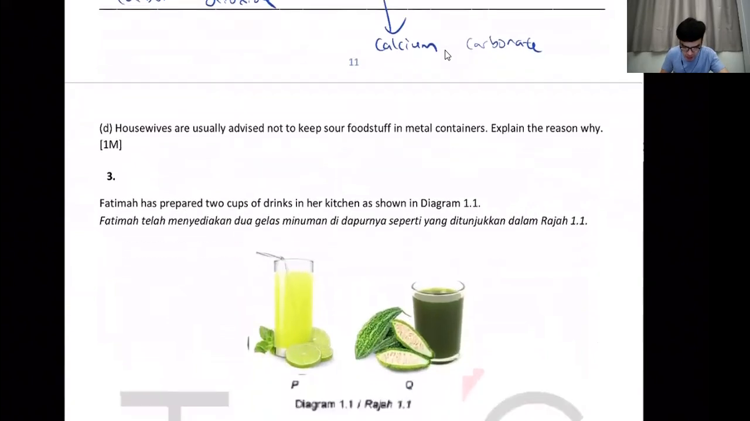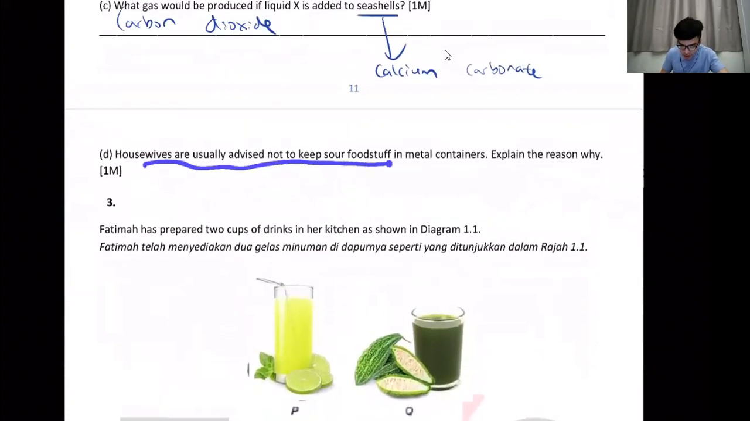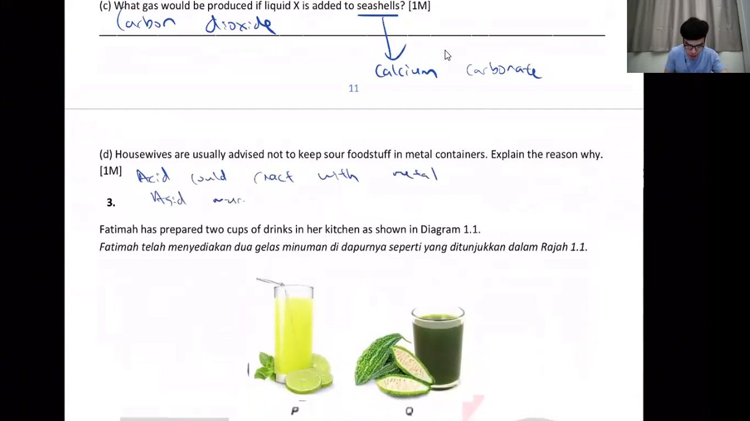Okay, so D. Housewives are usually advised not to keep sour foodstuff in metal containers. Explain why. Okay, like I said, metal will react with acid, because acid could react with metal. Acid mungkin bertindak balas dengan logam. Okay, it will react with the metal and you will see stain. How do you know your metal reacted with some acid? You will see stain.